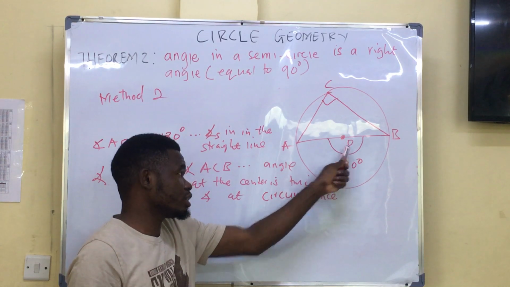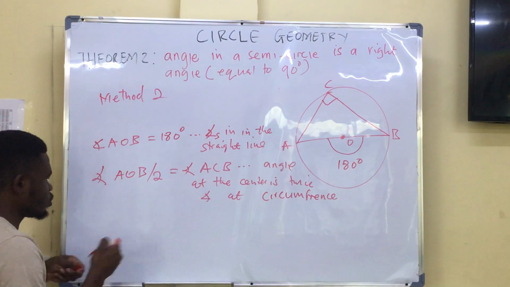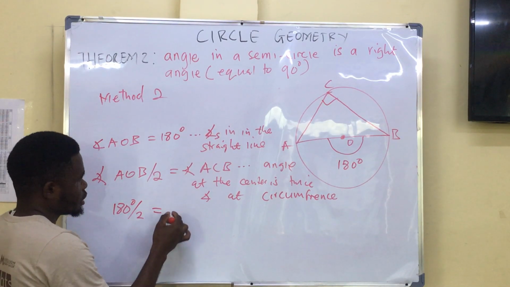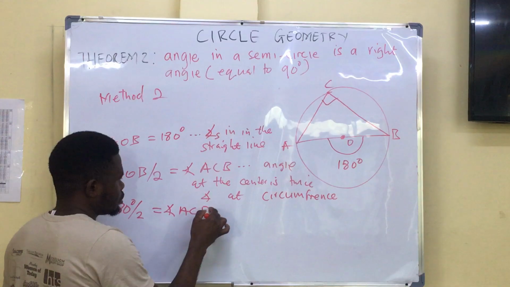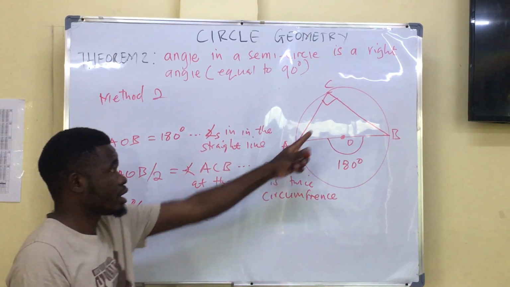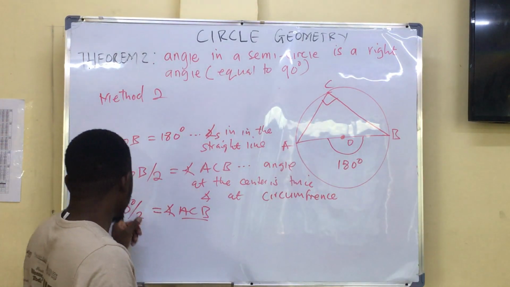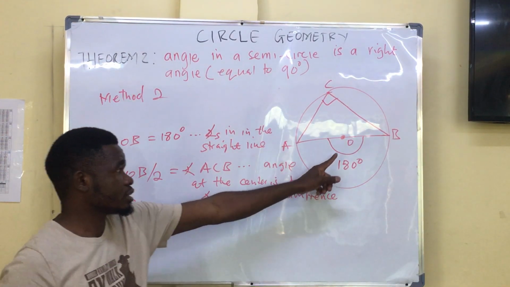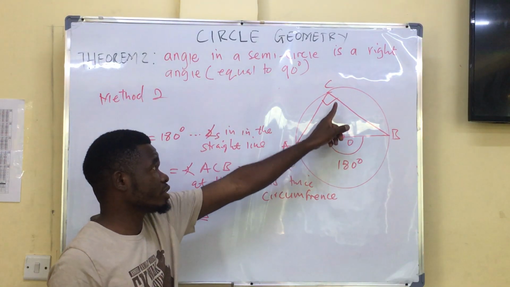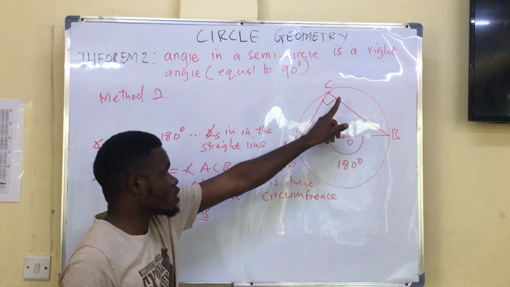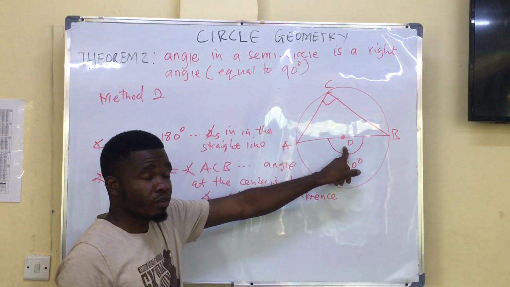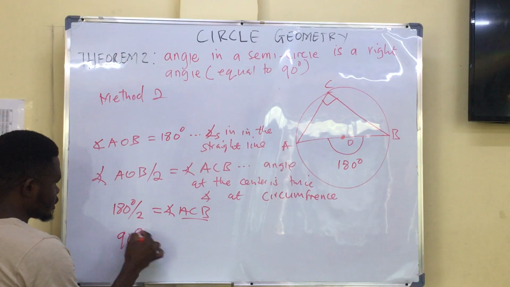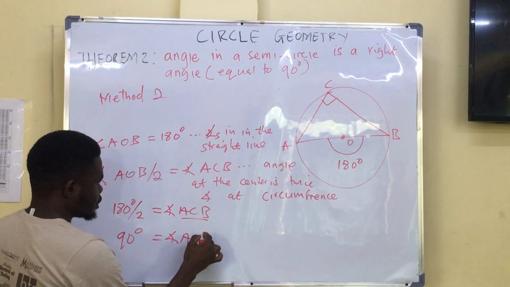So here we have 180 degrees, which is angle AOB. 180 degrees divided by 2 is equal to what? Angle ACB. This ACB is the angle at the circumference. This angle AOB is the angle at the center. So if you divide the angle at the center by 2, we'll find the value of this angle. So 180 divided by 2 is what? 90 degrees, which is equal to angle ACB.